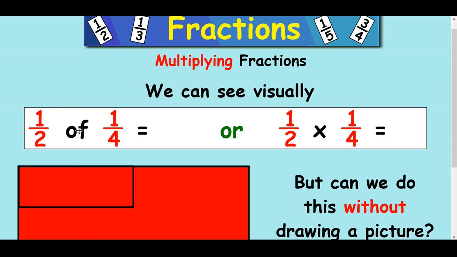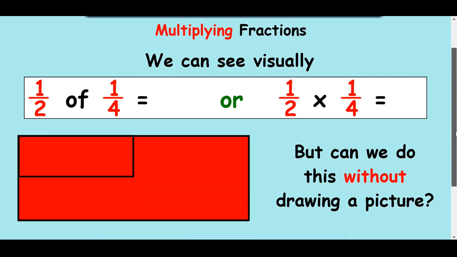You've done things like that previously in area of a triangle, half times base times height, halving the number. Now fractions is exactly the same. Of and times mean the same thing. So if you're thinking about what a half of a quarter is and you can get an answer, you can also get the answer to a half times a quarter. So to start with, we'll look at this kind of visually.